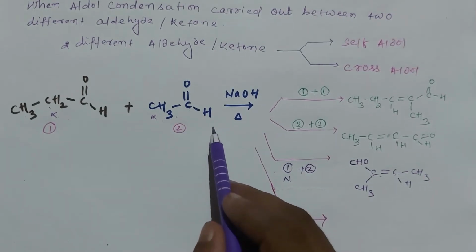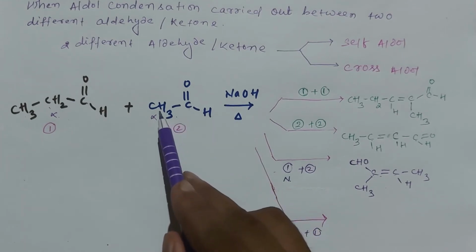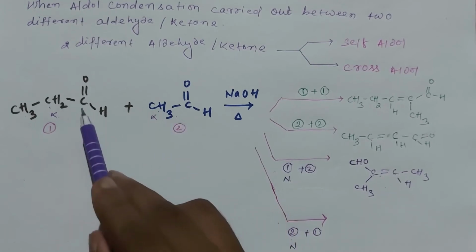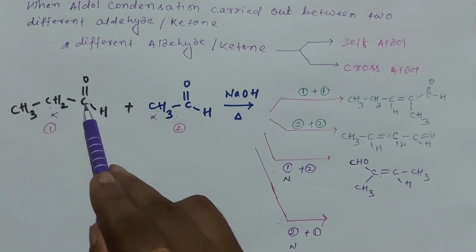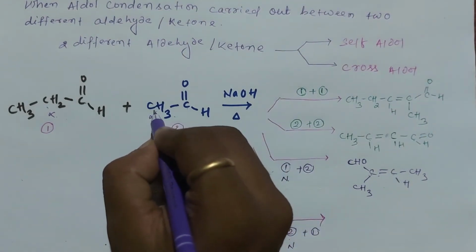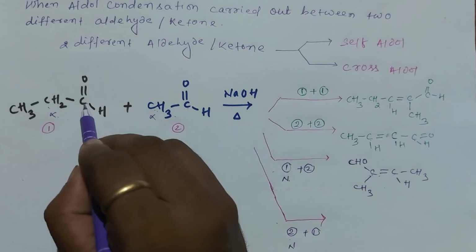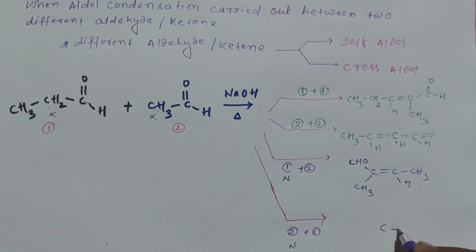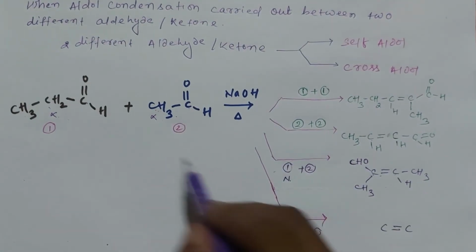Okay, that means the base will abstract hydrogen from this carbon. If this carbon behaves as a nucleophile, it will attack this carbonyl carbon. So a double bond will form between this carbon and this carbon. First we will make the double bond.